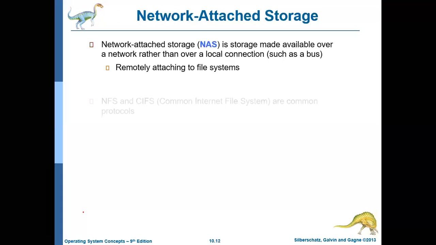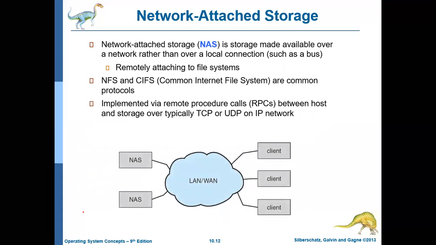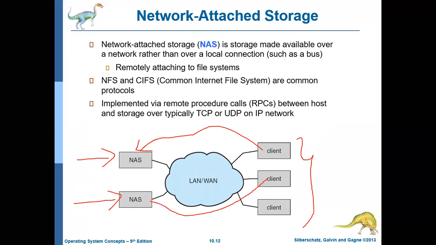The next technology we have is called network attached storage. It is slightly different from storage area network. Here also we have storage devices. This is a storage device, and this is another storage device. These storage devices are attached to the network, and these are the clients. These clients may not have storage, but they will use the storage which is available in the network. So this is called network attached storage. They will be using any one of these storages.